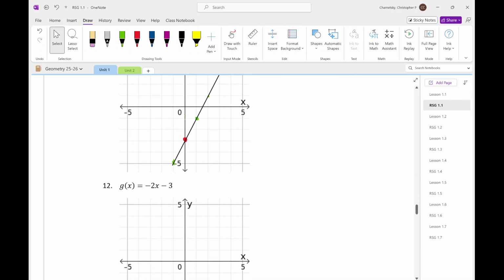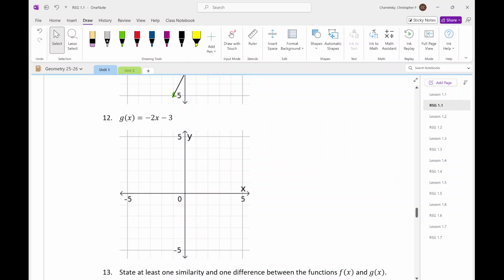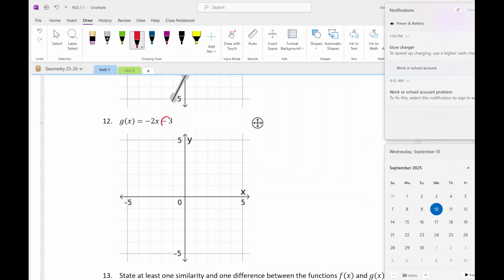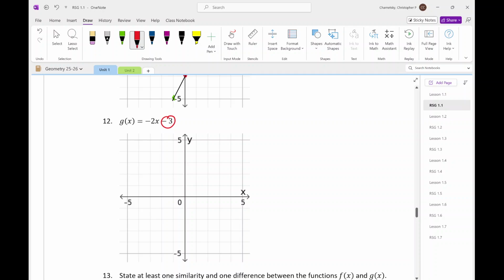All right. This one, y-intercept negative 3 again, but this time our slope is down 2 over 1. So I'm going to backtrack that. So constantly going down 2 over 1. Graph that.